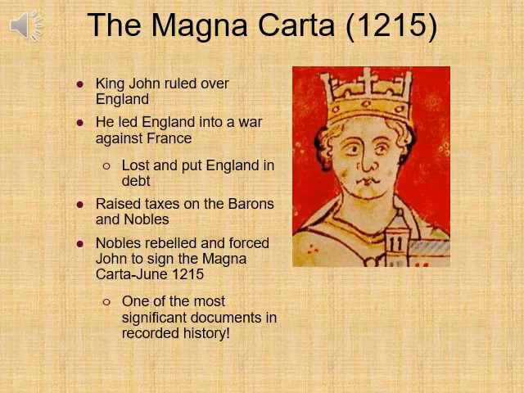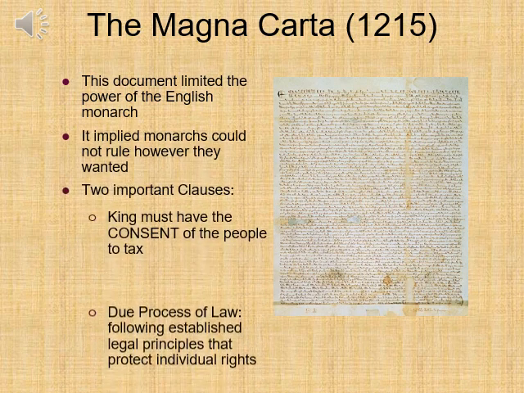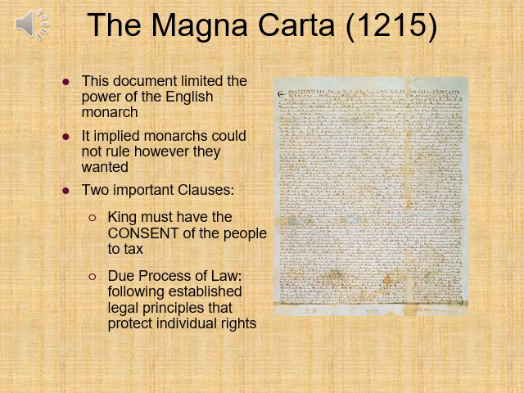This document became one of the most significant documents in recorded human history. The Magna Carta limited the power of the English monarch. It implied simply that monarchs could not rule however they wanted to, and that they must be, same as the people, governed by a set of laws.